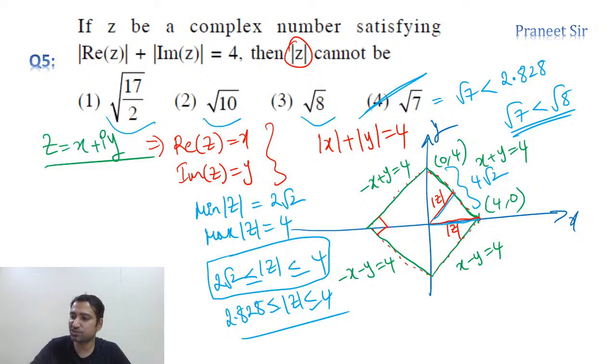Everyone understood this? How we analyze this? So let me explain this question again, guys. This is nothing but mod x plus mod y is equal to 4.